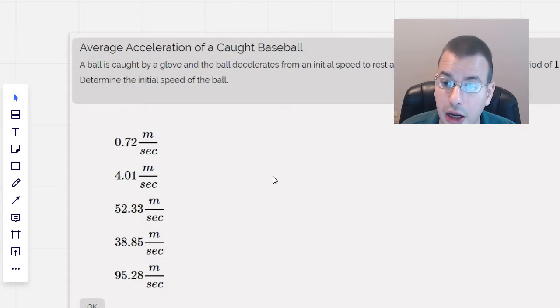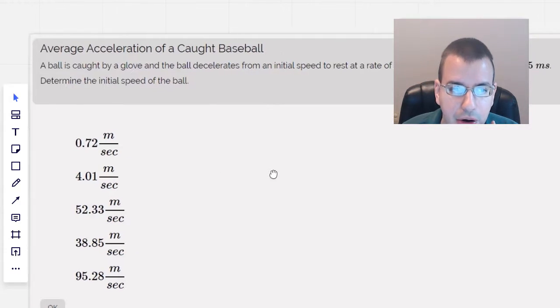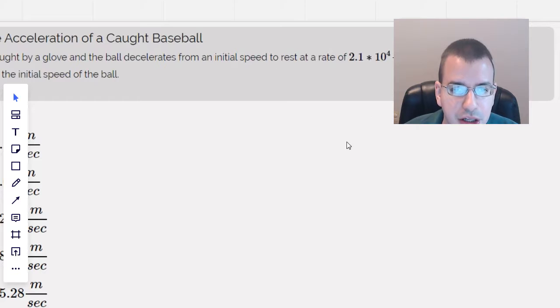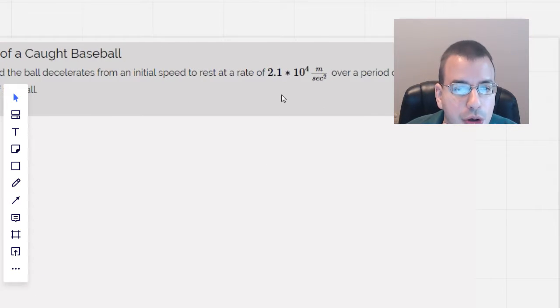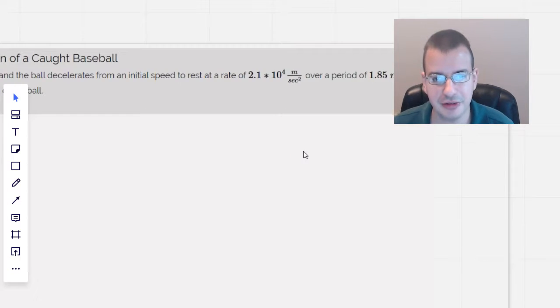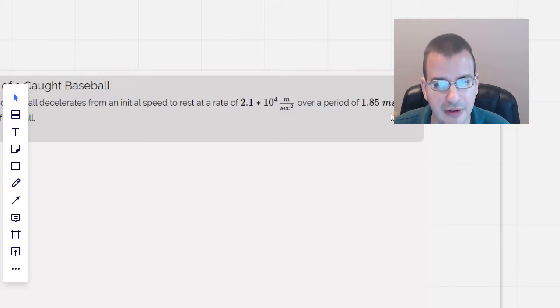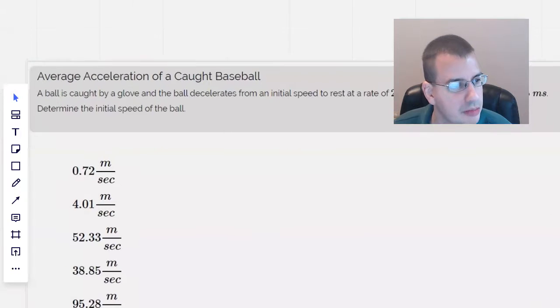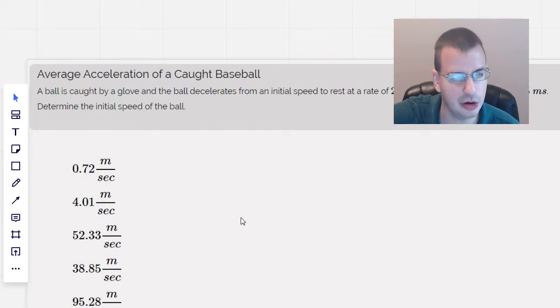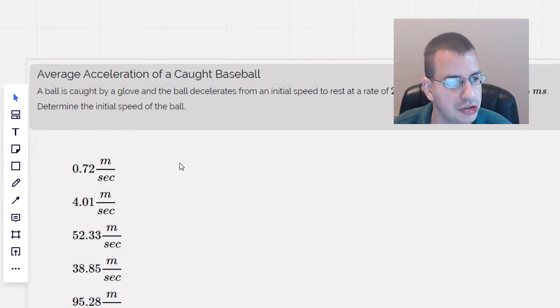The ball is caught in a glove, and the ball decelerates from an initial speed to rest at a rate of 2.1 times 10 to the fourth meters per second squared. Okay, so they give us an acceleration over a period of 1.85 milliseconds. Milli is 1 times 10 to the negative third seconds. Determine the initial speed of the ball.